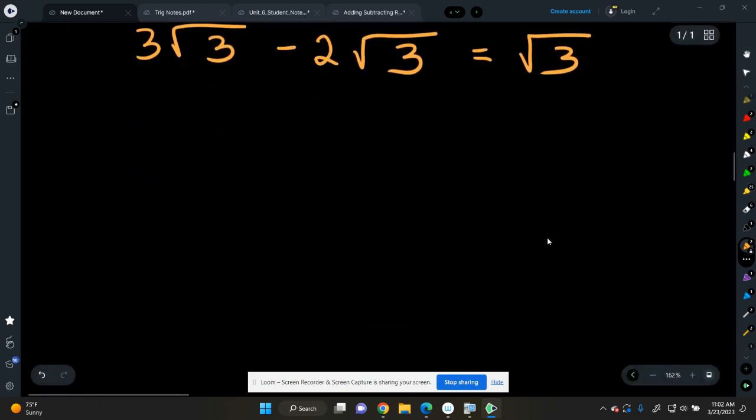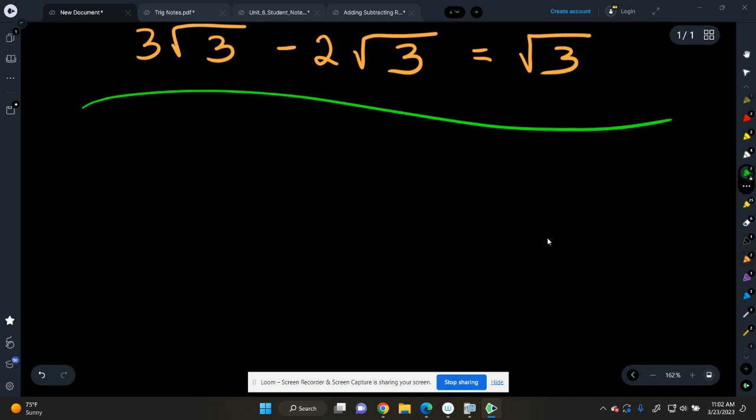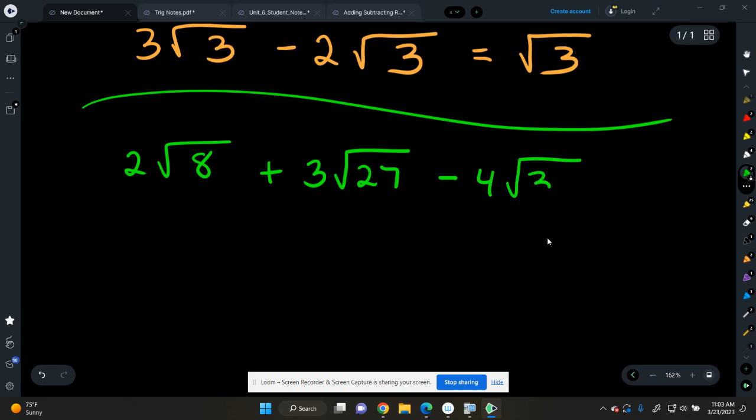Okay, let's do another one. 2 root 8 plus 3 root 27 minus 4 root 32. Okay, so at first glance, we don't see any like terms, right? So let's go ahead and simplify.